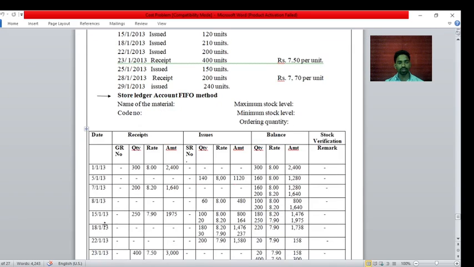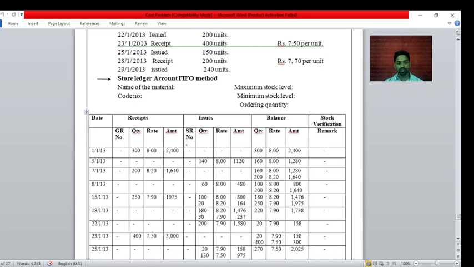Okay, issued 210 units. Now see here, how many units do we have to issue? 210 units, right? In the earlier stock, 180 units are there. So take the first lot, 180 units issued at the rate of 8.20, the amount will be 1475. Still we have to take 30 units, right? So from the second lot you have to take 30 units at the rate of 7.90, the amount will be 1580, right?